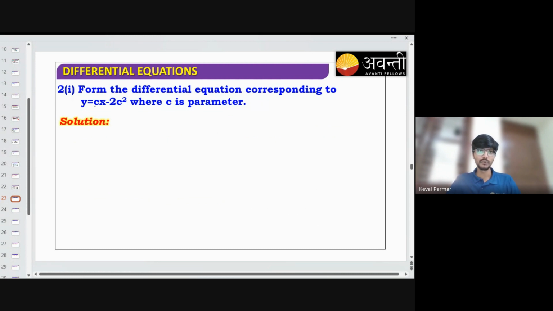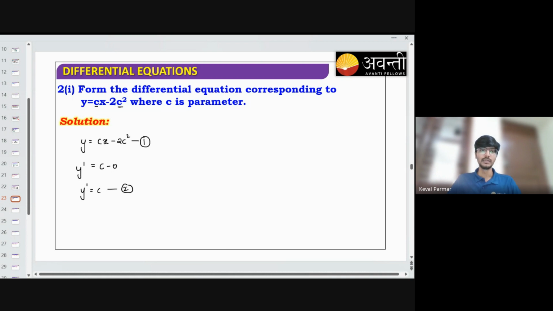So here we have only one arbitrary constant, which is c. So what do we do in such a case? First, y equals cx minus 2c square. Equation number 1. Then one arbitrary constant means we differentiate one time. So I'm not writing dy by dx again and again, I write y dash. It's fine, right? y dash equals this. I'll get c. And for this, 0. Why? 2c square is constant. That means y dash equals c.